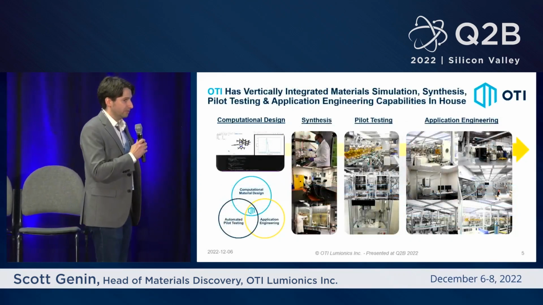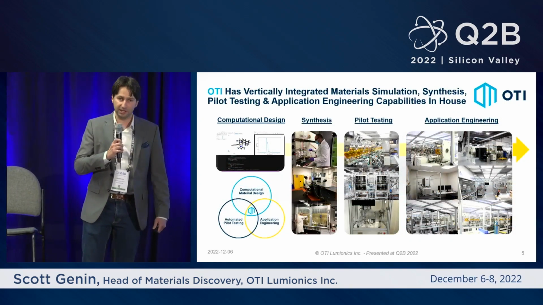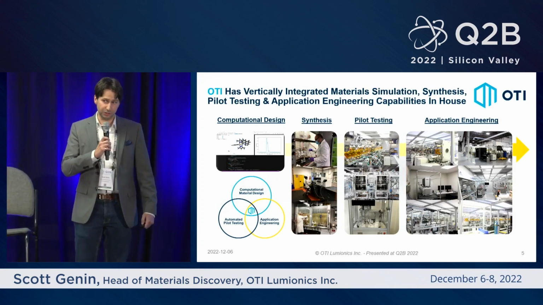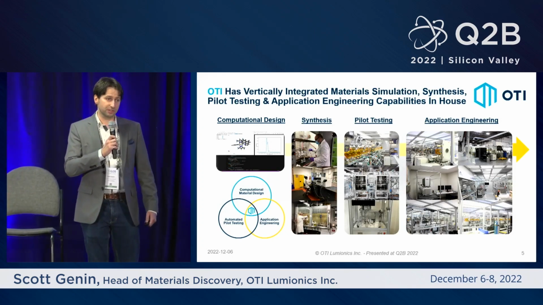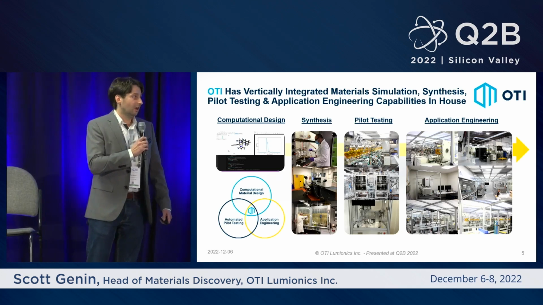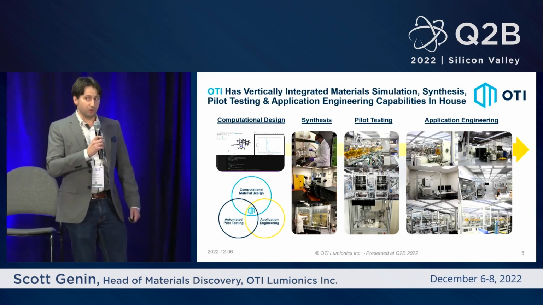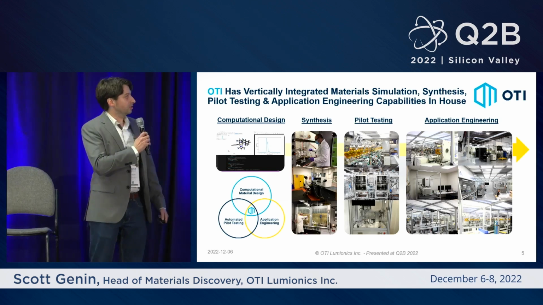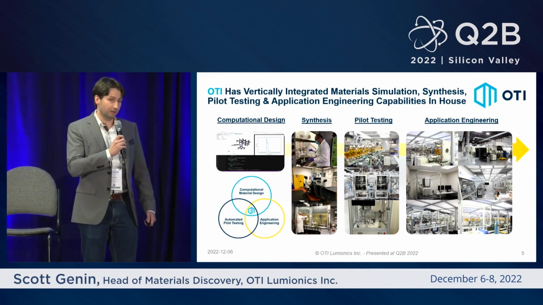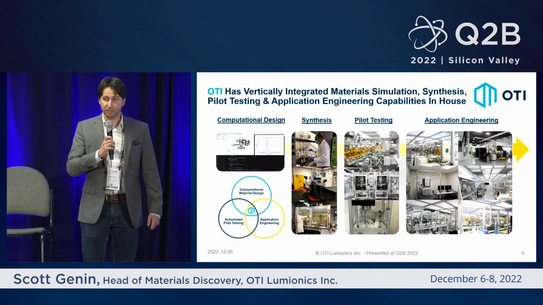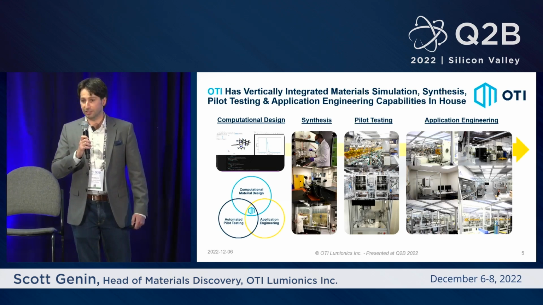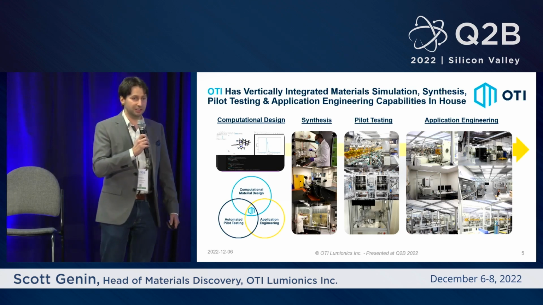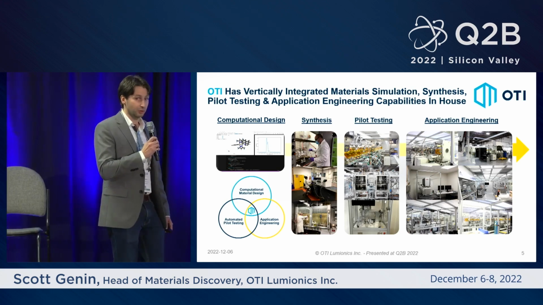This is because we have taken the philosophy of having very tight integration between our various departments and how we can feed that information back into our computational materials discovery platform. We have a lot of people who work on synthesis, a lot of people who work on application testing, and a lot of people who work on application engineering as well. All this information is incredibly important in being able to design a material, especially when your end-use customer is very reluctant to tell you exactly what specifications they're looking for.